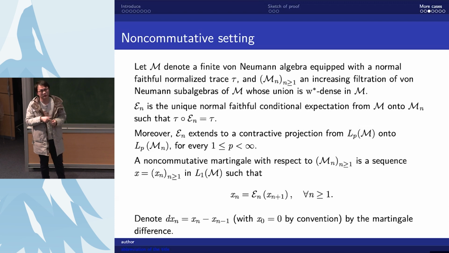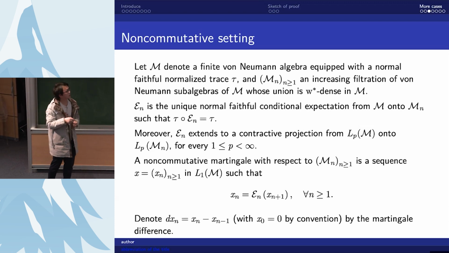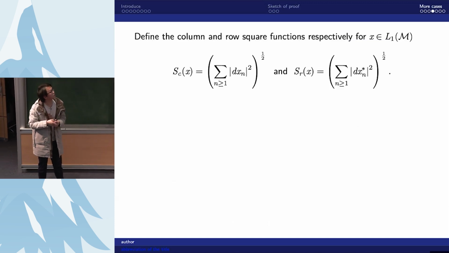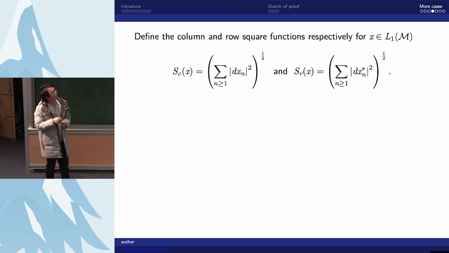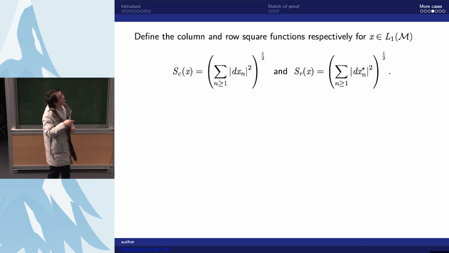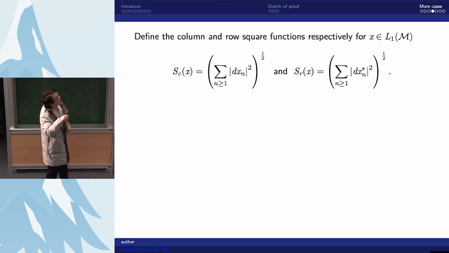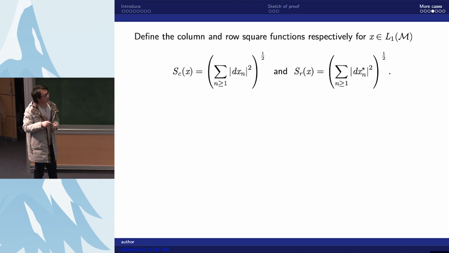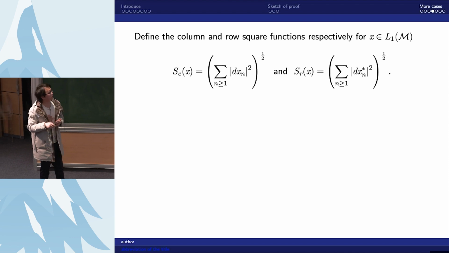Denote dx_n as the martingale difference, and we also denote x_0 as 0 by convention. Define the column and the row square functions respectively for x in L^1(M), where the differences are the dx_n and the dx_n stars. With respect to the column and the row square functions, we can define the column and the row Littlewood-Paley G-function.